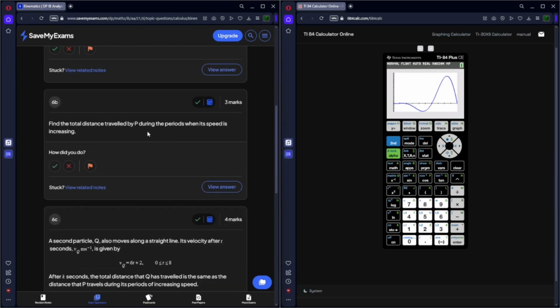Let's move on to 6b. Find the total distance traveled by p during the periods when its speed is increasing. Okay, this one's kind of tricky, and I'll tell you why. It's because of this part where it says during the periods when its speed is increasing. What does that mean? It means its speed is getting higher in magnitude. That's the best way I can put it, which means the number is getting higher.